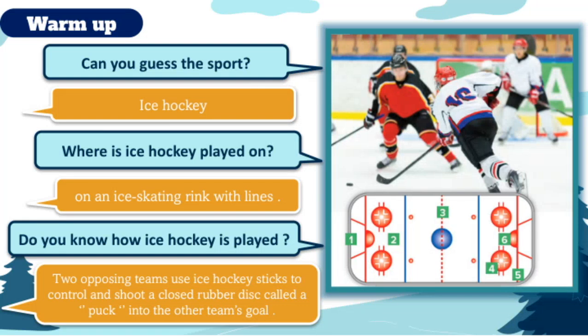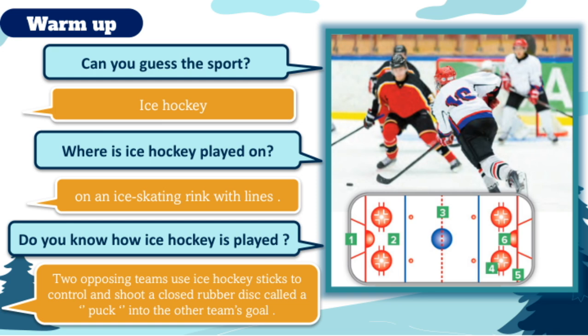All right, let's break down how ice hockey is played. Two opposing teams, each armed with ice hockey sticks, work to control a small rubber disc called a puck. Their goal is to shoot the puck into the other team's net to score points. It's a fast-paced game, full of skill and strategy.